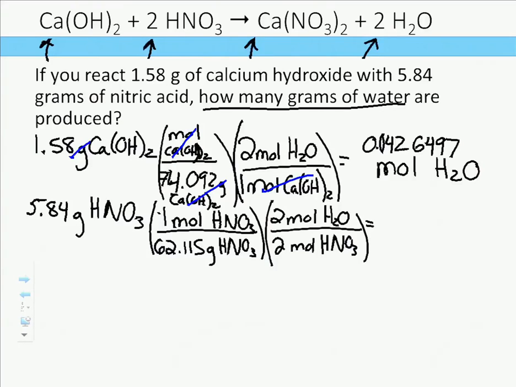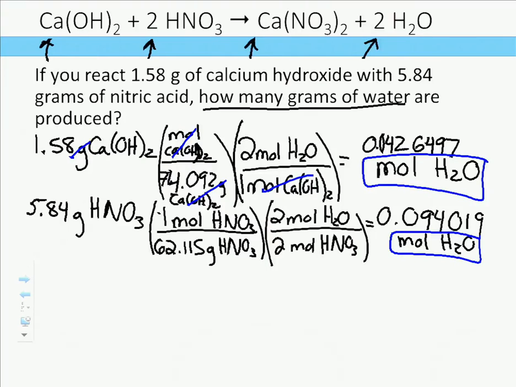So we type that into our calculator, 5.84 divided by 62.115, and we end up with 0.094019 moles of water. So note, at that point, we've converted both of our samples into the same unit. That's what matters. If you have the same unit, both in moles and in the molecule that you're looking at, so moles of water, then you can directly compare these two numbers. So out of these two, which one is bigger?